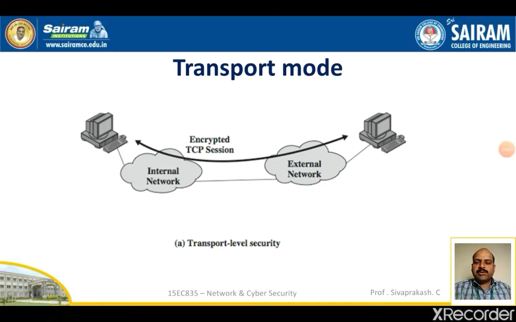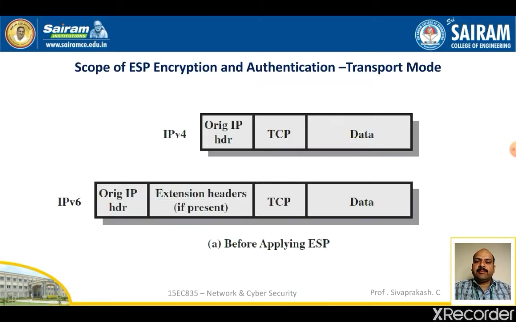The figure shows the transport level security. The transport mode ESP is used to encrypt and optionally authenticate the data carried by IP. Let us see the scope of ESP encryption and authentication in the transport mode before applying ESP. The figure shows an IPv4 packet and IPv6 packet before applying the ESP.